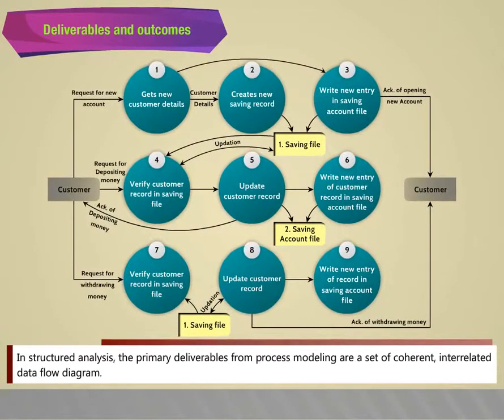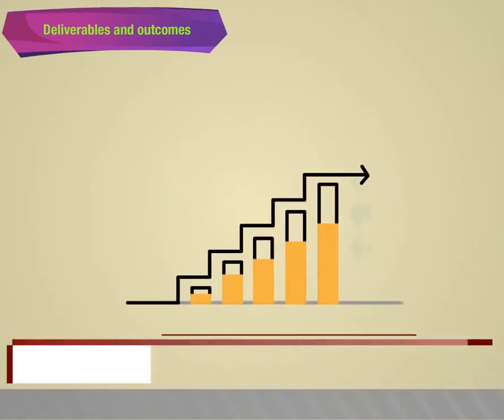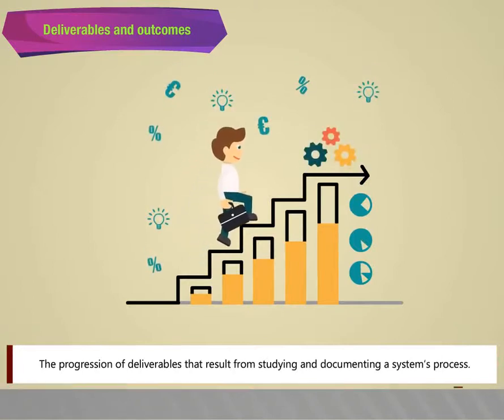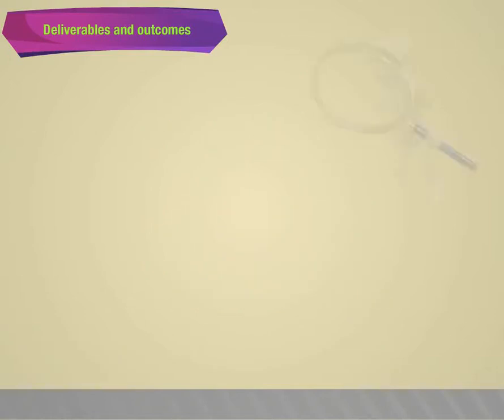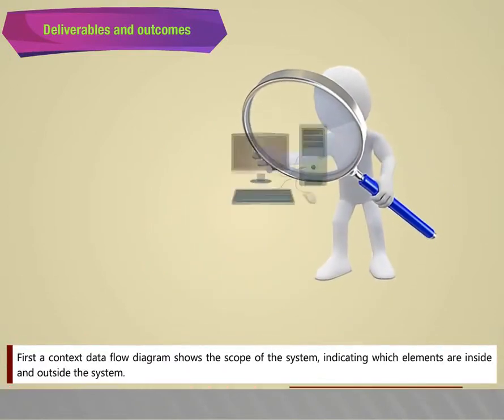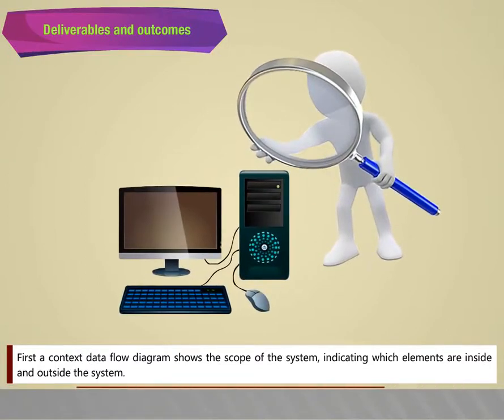Deliverables and outcomes. In structured analysis, the primary deliverables from process modeling are a set of coherent, interrelated data flow diagrams. The progression of deliverables that result from studying and documenting a system's process. First, a context data flow diagram shows the scope of the system, indicating which elements are inside and outside the system.